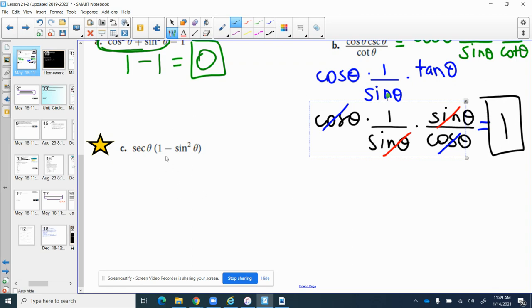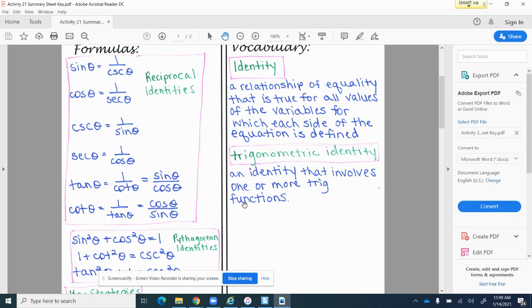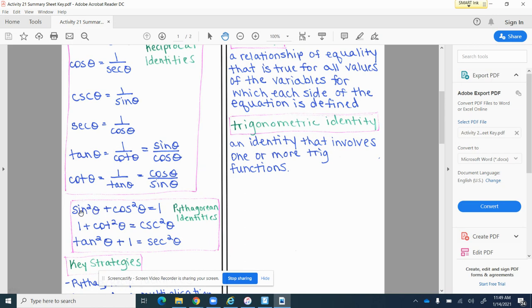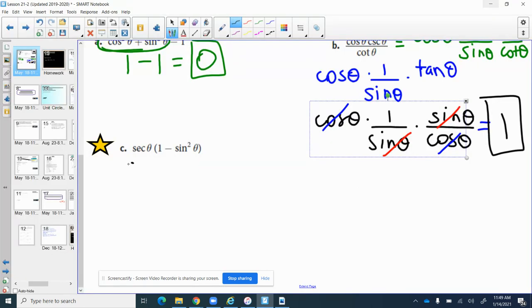Last but not least, we have 1 minus sine squared. And 1 minus sine squared is a variation of our original Pythagorean identity, sine squared plus cosine squared equals 1, because we could subtract sine squared over and replace 1 minus sine squared with cosine squared. So we end up with secant of theta and then times cosine squared.